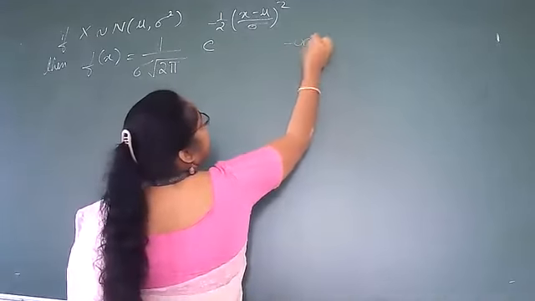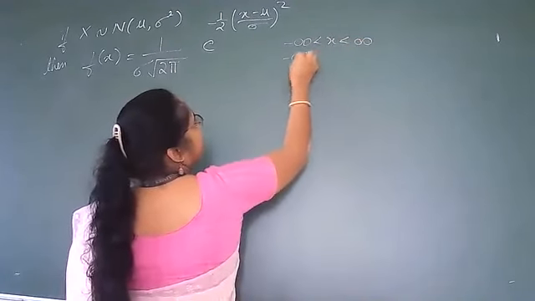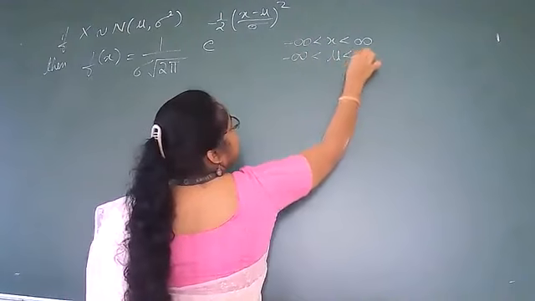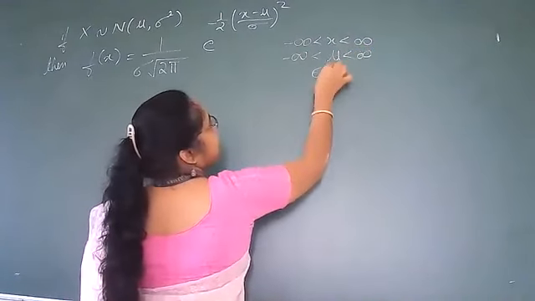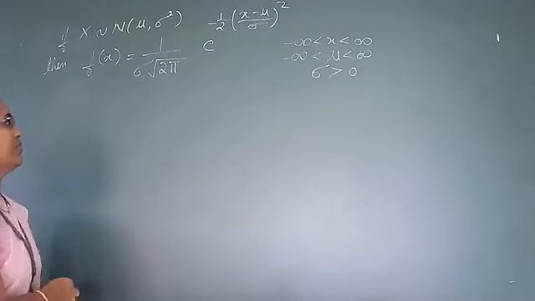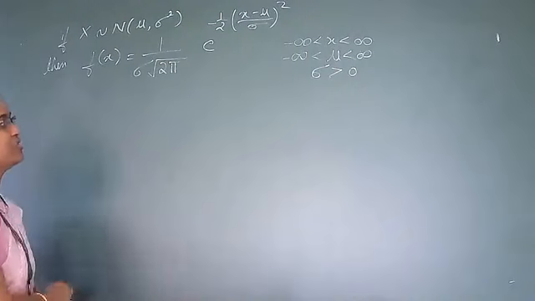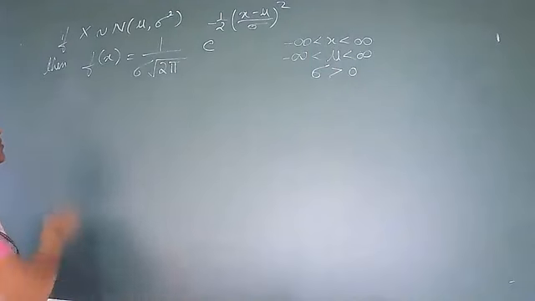X is from minus infinity to plus infinity. Mu, the parameter, is from minus infinity to plus infinity. And sigma, the standard deviation, the square of which is the variance, is always greater than 0. So this is the PDF, we know about it.